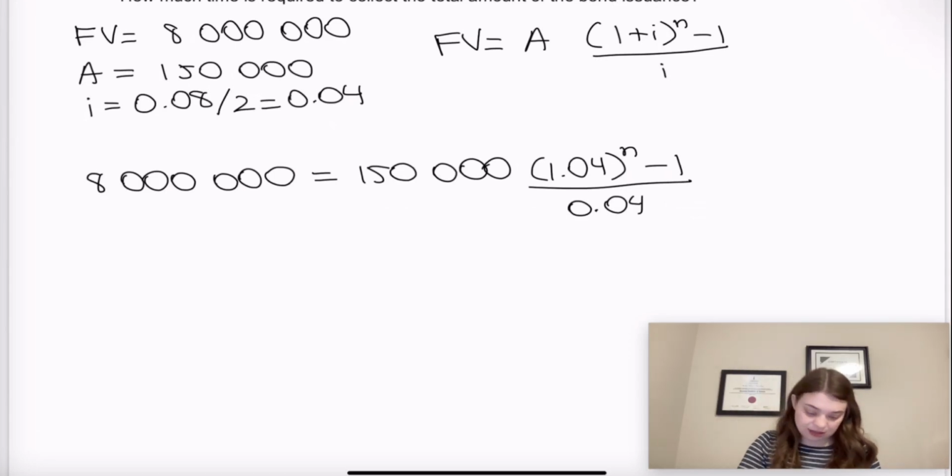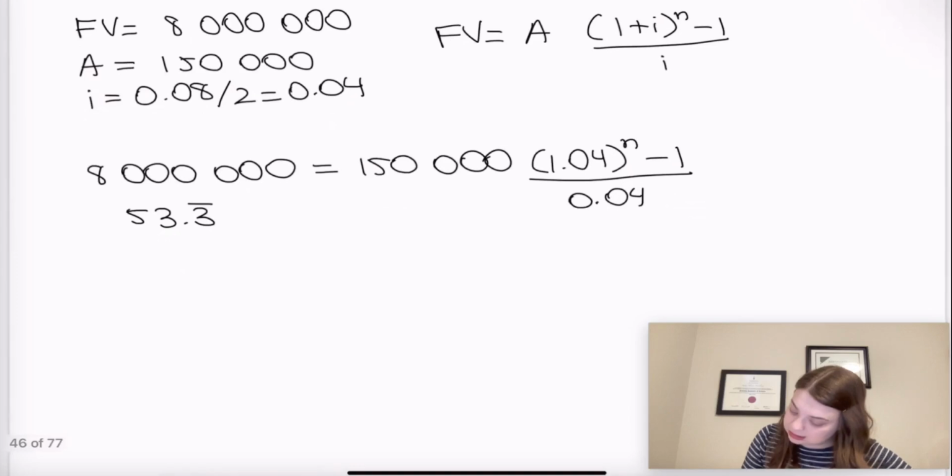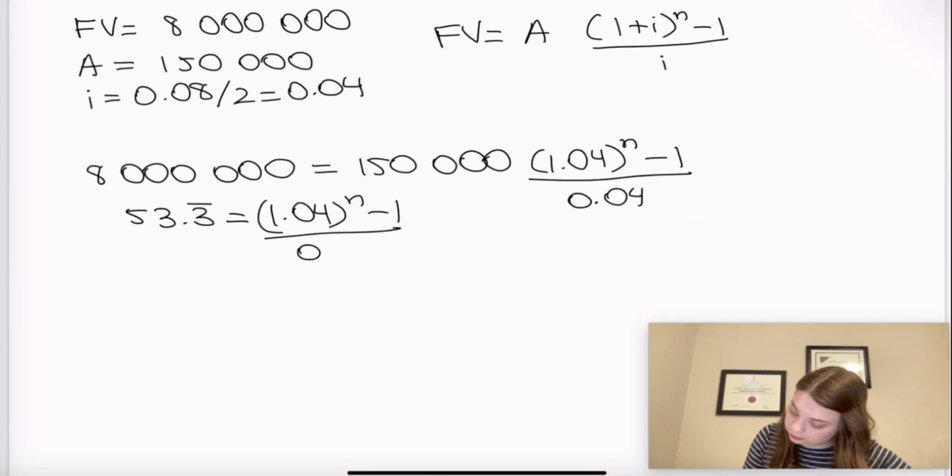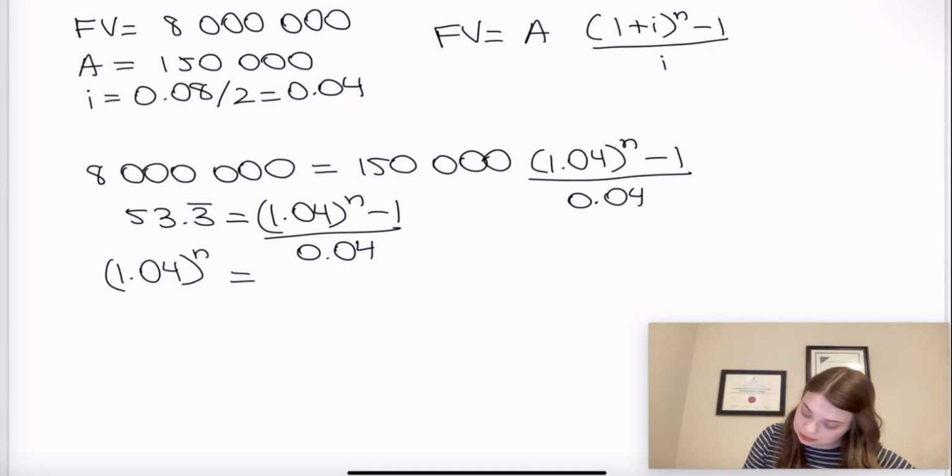Okay, so then we need to solve for n, and the first thing I'm going to do is divide $8 million by $150,000. And that's going to give me 53 and a third, so 53.3 repeating, is equal to 1.04 to the power of n minus 1 all over 0.04. So then I'm going to multiply both sides by 0.04, and then I'm going to add 1 to both sides. So then I get that 1.04 to the power of n is equal to 3.13 repeating.